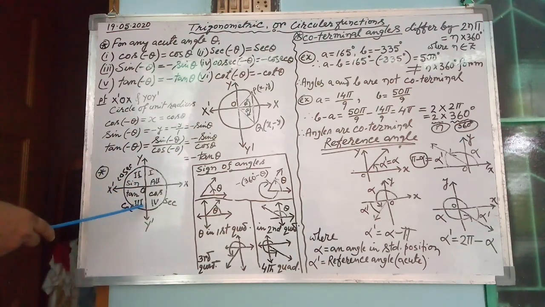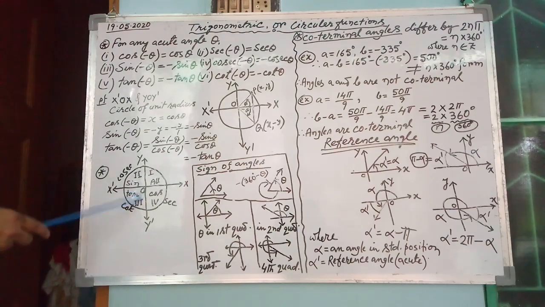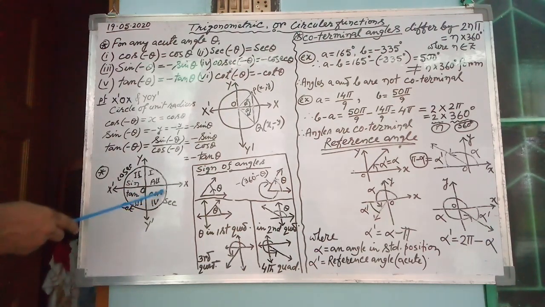Here in the third quadrant, tan is positive. So if tan is positive, then cot is also positive. Reciprocal of tan is cot. So tan and cot are positive in the third quadrant, and all the other trigonometric functions are negative in this third quadrant. Here in the fourth quadrant, cos is positive, and cos and sec are positive, and all the other trigonometric functions are negative in the fourth quadrant.